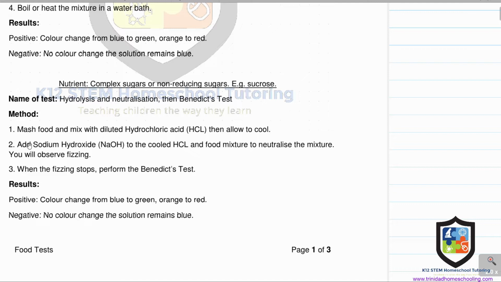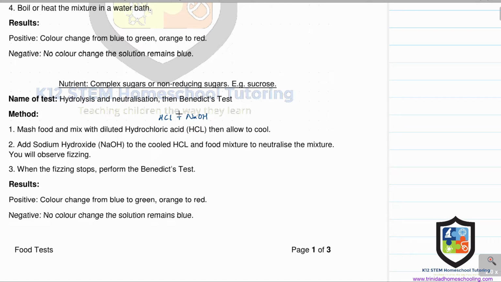Okay? So later on when we learn about acids and bases and salts, we would know that hydrochloric acid plus sodium hydroxide neutralizes each other. Okay? And you will see fizzing happening.